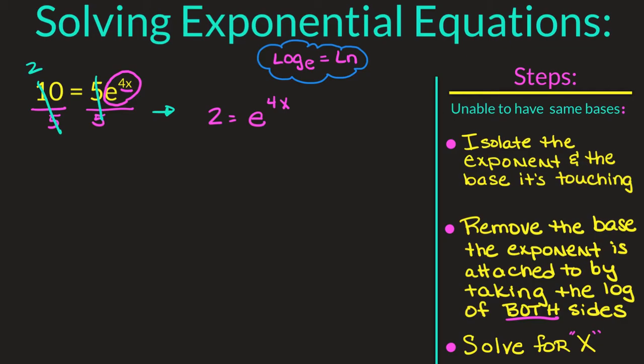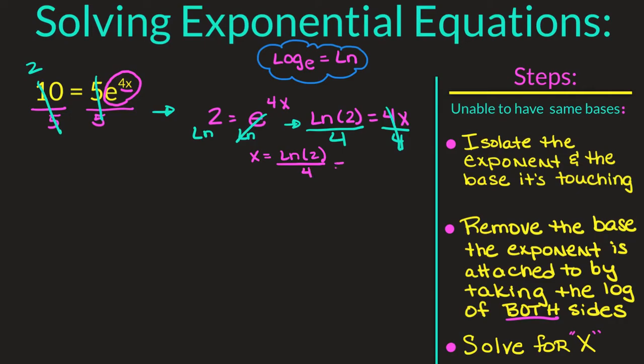Next we're going to log both sides, but in this instance we're going to ln both sides, which will make the e and the ln cancel each other out, leaving us with ln of 2 equals 4x. Then we're going to isolate that x by dividing both sides by 4, leaving us with x equals ln of 2 divided by 4.